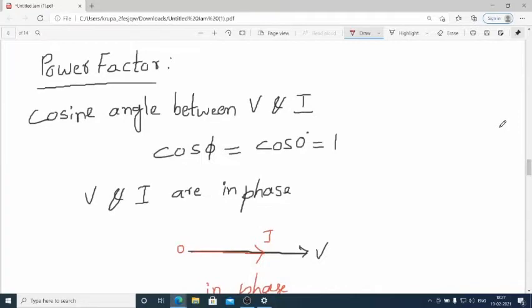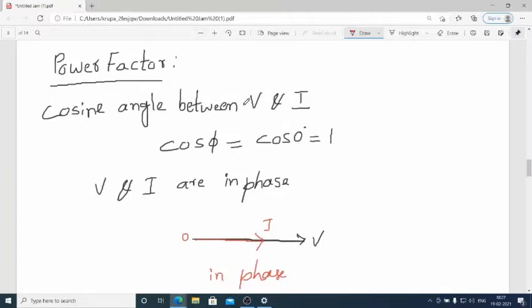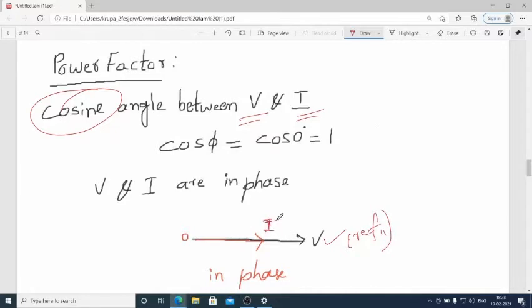Power factor. In the first slide we discussed the power factor. What is meant by power factor? It is the cosine of the angle between the voltage and current. In the resistive element, the voltage is taken as the reference. The voltage and current follow each other, so there is no phase angle between them, which means phi is equal to 0. So the power factor cos phi is equal to cos 0, and cos 0 means 1.